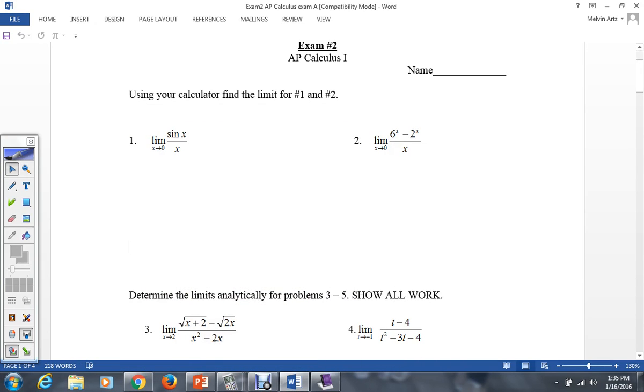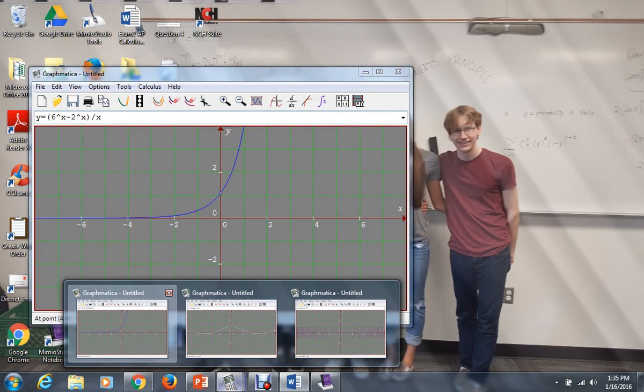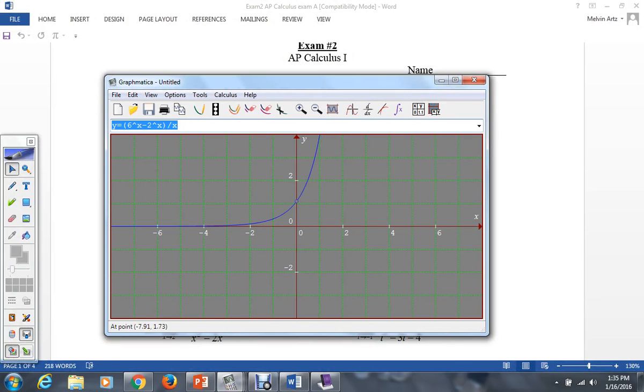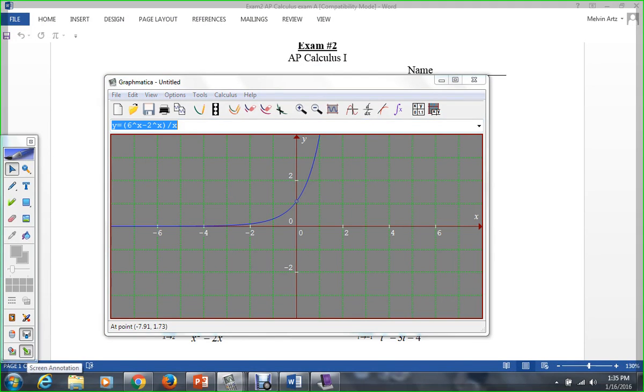Okay, problem number 2. The limit of 6 raised to the x minus 2 raised to the x, divided by x, as x approaches 0. So we're going to look at our graph and do the analysis on this graph. Again, we're going to use our one-sided limits. I'm just going to call it f of x, our function that we're finding the limit of, as x approaches 0 from the right. As our x values get closer and closer to 0 from the right, our y values are approaching... Now this looks like it's above 1 just a little bit.